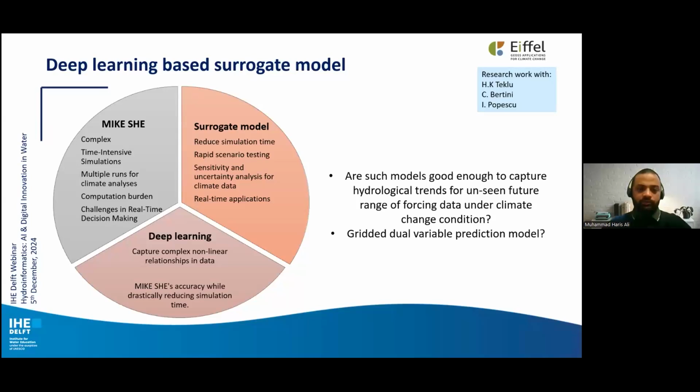So we developed the surrogate model of the IHE using deep learning techniques, but this work is currently in progress. We wanted to see how well the deep learning based surrogate model can be used for future unseen scenarios if we train it from the current results of the IHE.